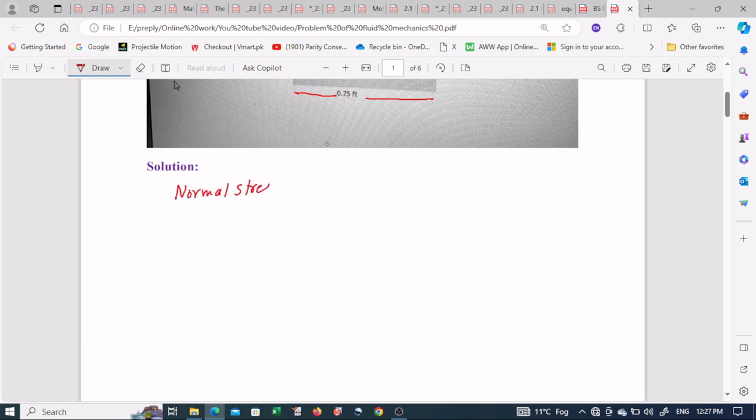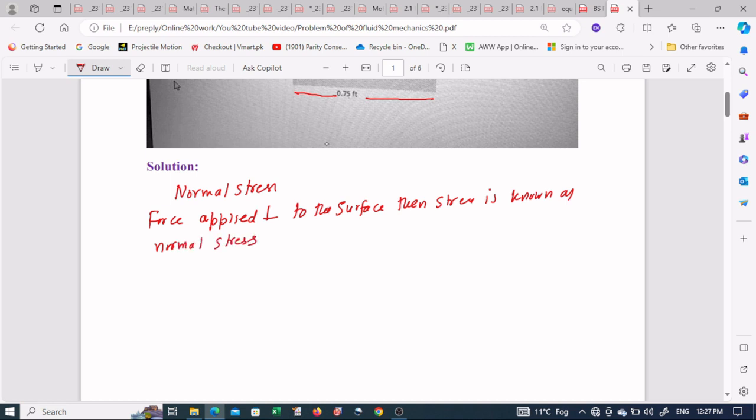Normal stress is when force is applied perpendicular to the surface, then the stress is known as normal stress. Normal stress can be divided into two types. One is tensile stress, the other one is compressive.